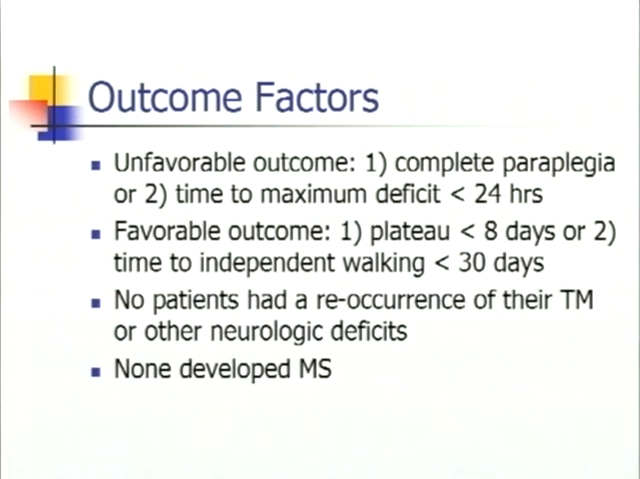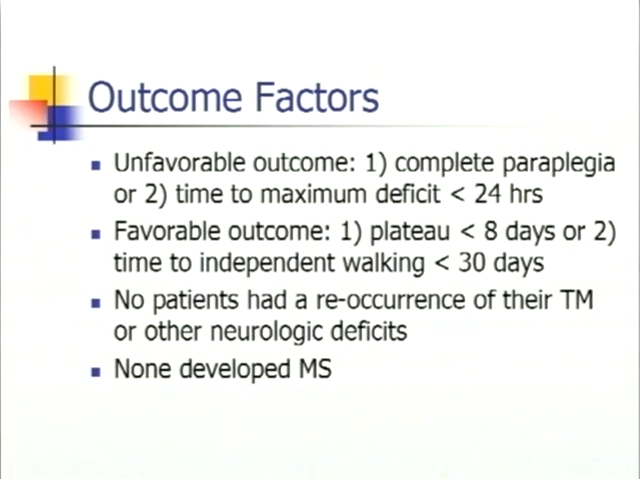There were a couple of factors that were predictive of unfavorable outcomes. One was an onset of a complete paraplegia, and then the time of the maximum deficit being less than 24 hours. And that tends to be my experience too, especially in younger children. The favorable outcome predictors included a plateau phase that was less than 8 days, or kids who started walking before 30 days after the onset of their symptoms.